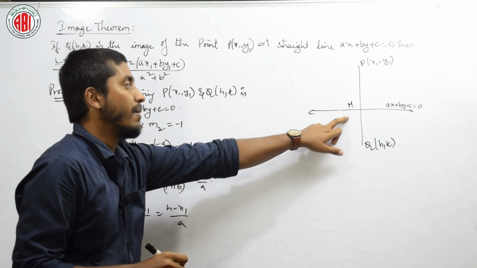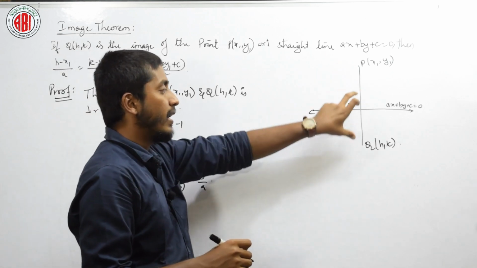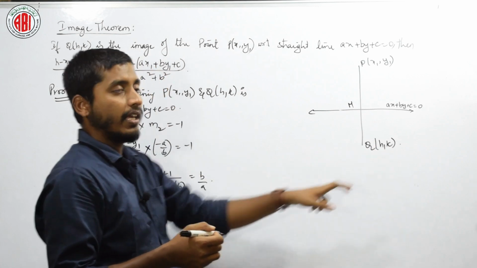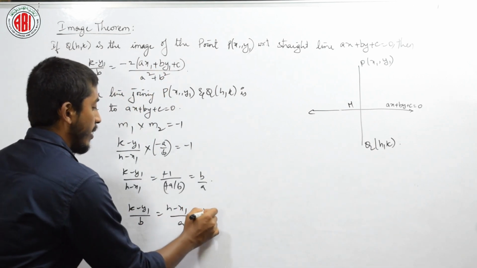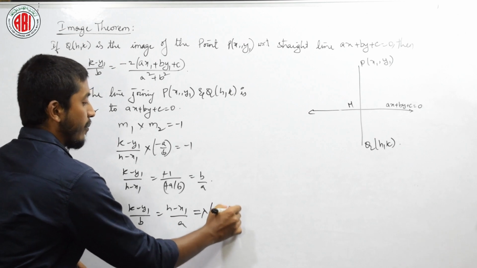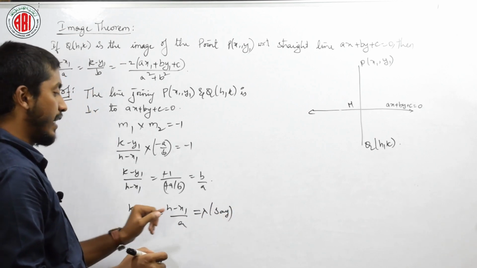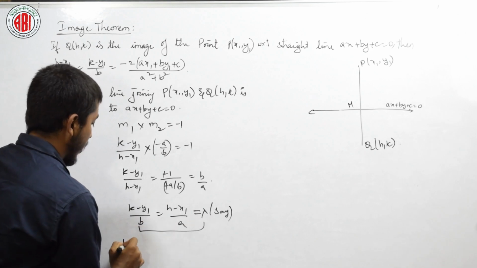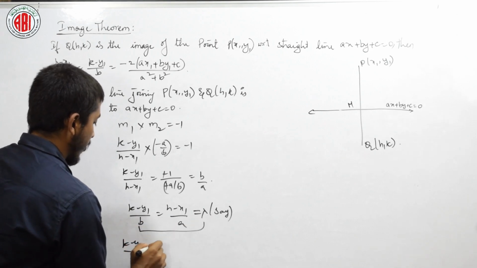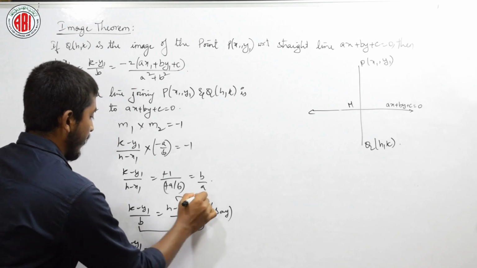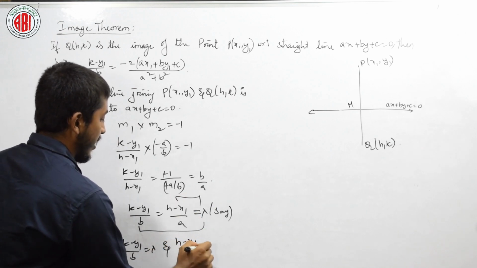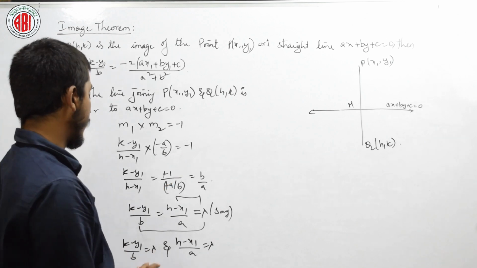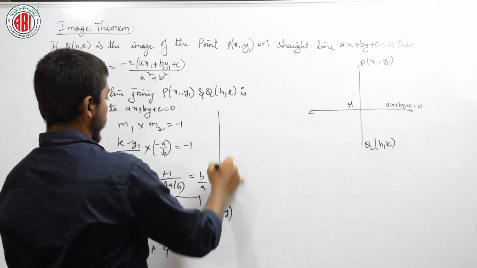This midpoint is the midpoint of P and Q. In order to substitute in this, we have to find the values of h and k. Same, let us assume it to be lambda. From this, let us find the values of h and k. See here, let us equate these both, we get (k minus y1) by b equal to lambda, and if we equate these both, we get (h minus x1) by a equal to lambda. Is it clear? Now let us solve the values of h and k here.